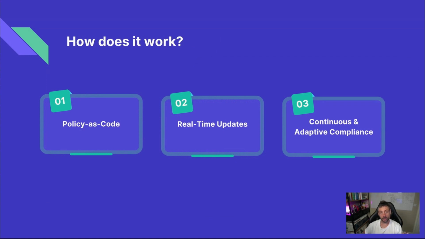Thanks to the combination of policy as code and real-time updates, the IBAC workflow ensures your applications stay compliant over time. As your codebase evolves, your security policies evolve with it. This adaptive approach means you can confidently deploy new features and updates without worrying about introducing security holes.